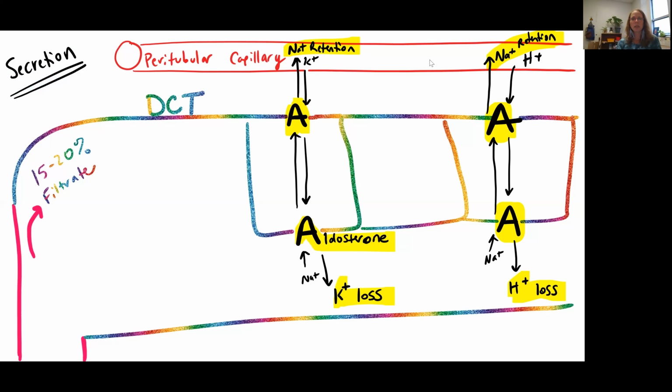So what we can see is regulation of potassium could lead to a pH imbalance, or regulation of pH might lead to a potassium imbalance, or just an excessive production of aldosterone might lead to both a pH and a potassium imbalance. So we'll be talking about that more in our next chapter. That's it for now.